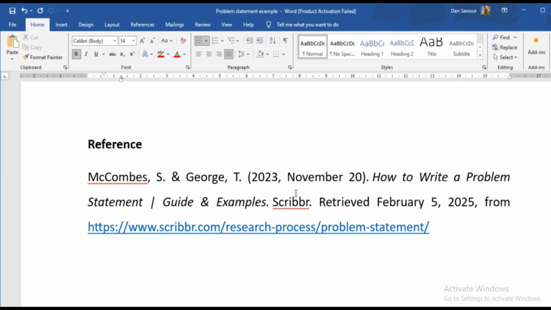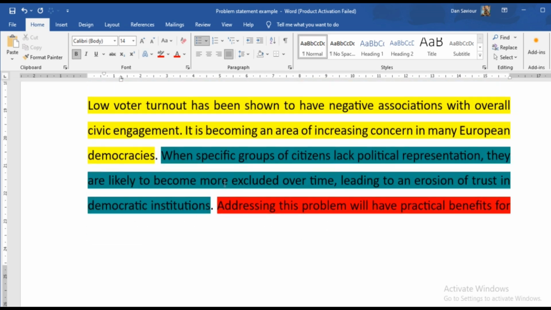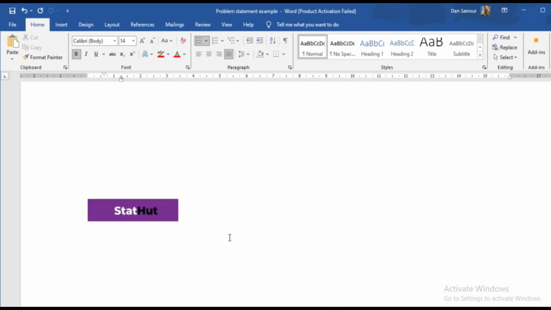This was actually referenced from McCombs and George, right? So that's that about the problem statement. So let's just move on to the slide again.